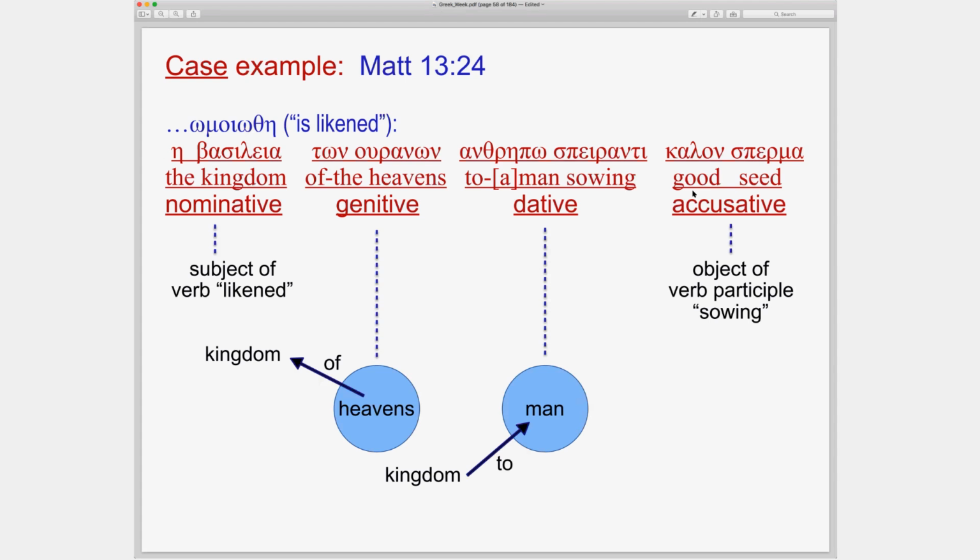Take a look at that and make sure that you understand the kingdom of the heavens to a man. Kingdom to a man. Not the heavens to a man, the kingdom to a man. And then sowing good seed. Sowing what? The object of sowing is good seed. It's accusative.